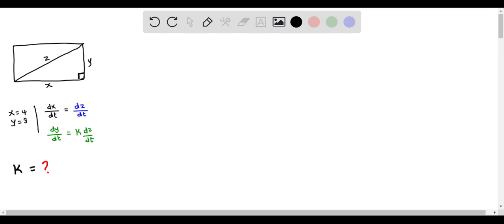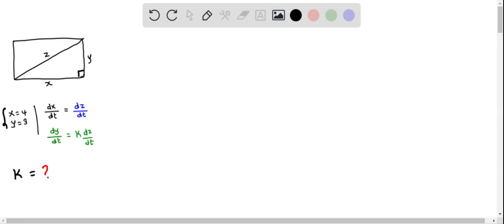First, let's determine the corresponding h for these values of x equal to 4 and y equal to 3. For this, I'm going to apply the Pythagorean theorem to the rectangle. This is applied because we know that each of the interior angles of a rectangle is 90 degrees.